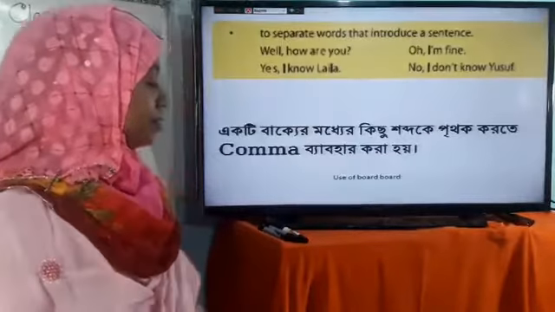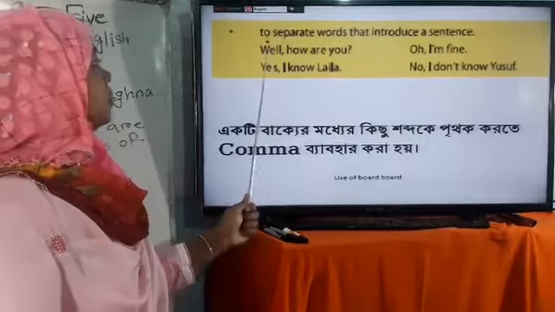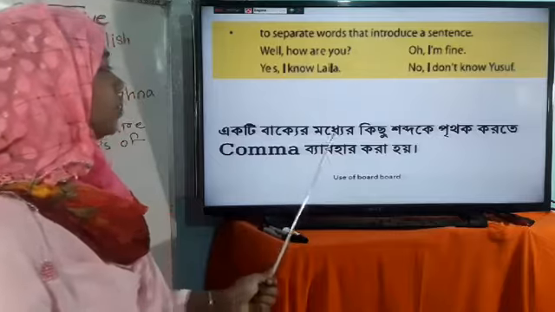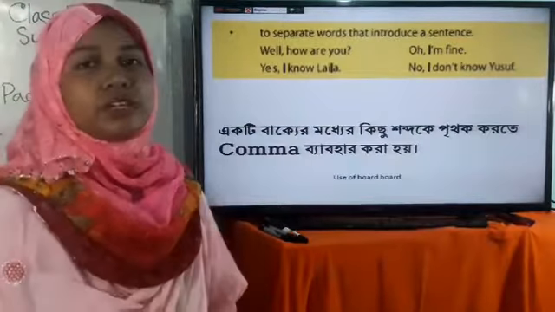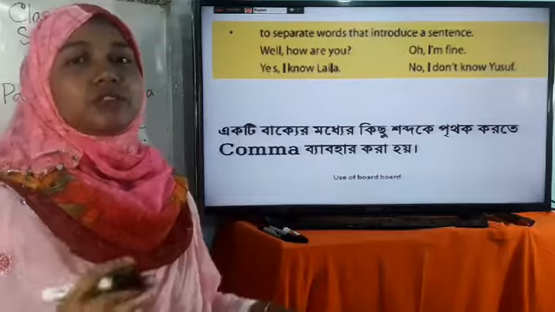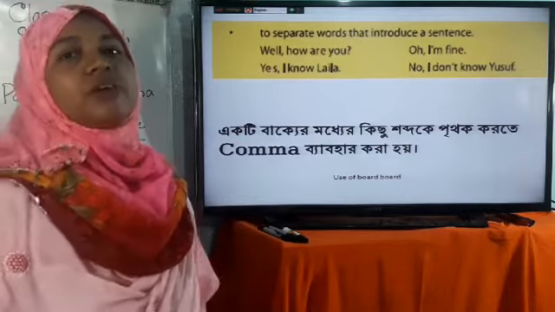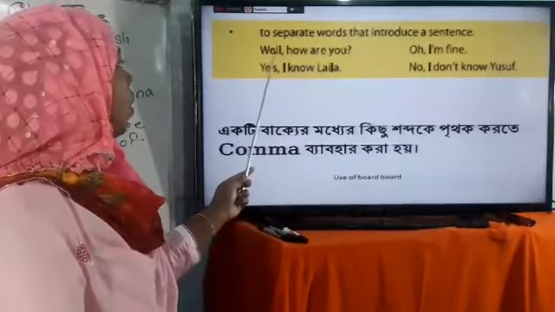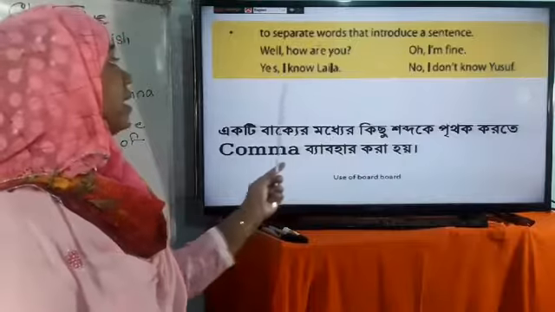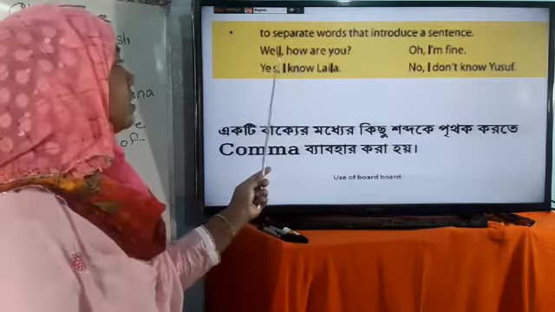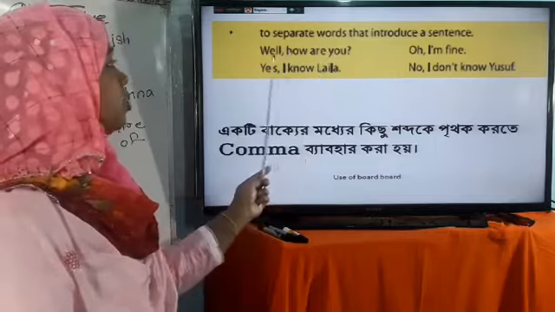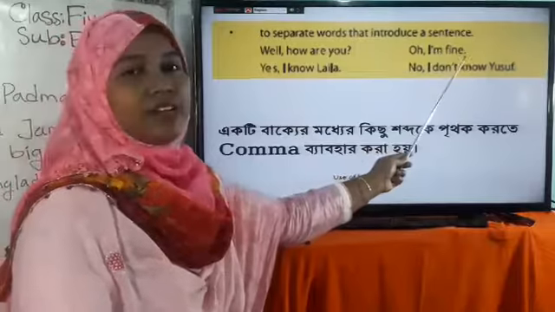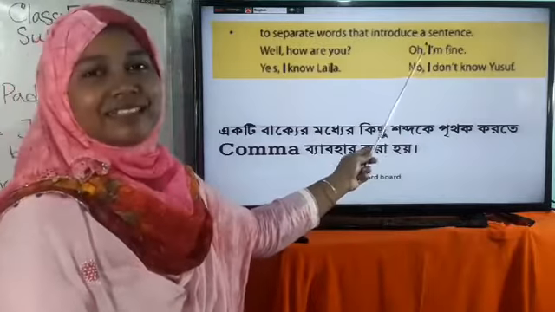Now next use, dear students, to separate words that introduce a sentence, একটি বাক্যের মধ্যে কিছু শব্দকে পৃথক করতে, অর্থাৎ একটি বাক্যের মধ্যে কিছু কিছু শব্দ আলাদা বোঝাতে হলেও কিন্তু কমা ব্যবহার করা হয়। For example, here are 4 examples. Oil, how are you? And after oil, here is a comma, and this comma separates this sentence in two parts. Oil, how are you? Then, oh, I'm fine. Here is a comma to separate this sentence.